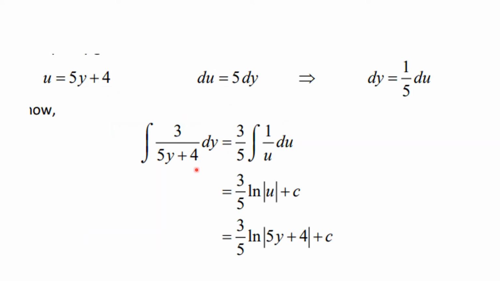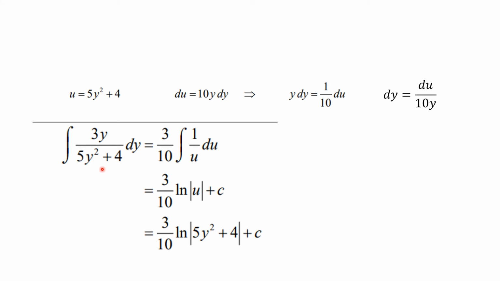So to do this problem, what we should do is just let u equal 5y plus 4. du is going to be this, and dy is going to be this. So I pull the 3 and the 5 out of the integral for 3/5, and that's the integral of 1 over u du. So it's 3/5 ln absolute value of u plus c, and then I reverse the substitution. This is our final answer.